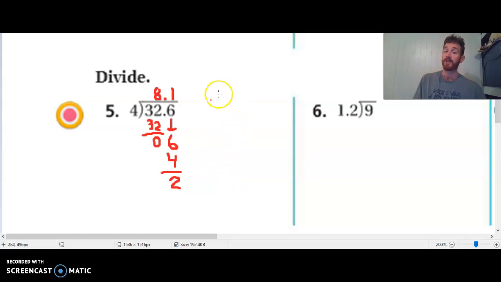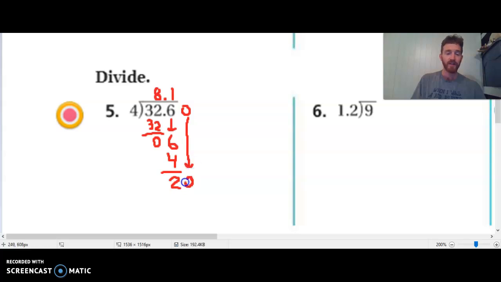Now what we can do is put an extra 0 here in our dividend, because again, 32 and 60 hundredths is the same as 32 and 6/10. I'm not changing the amount I'm dividing by. I'm just making it easier to work out by placing those zeros, and then I can bring down a 0 here and make this 20.